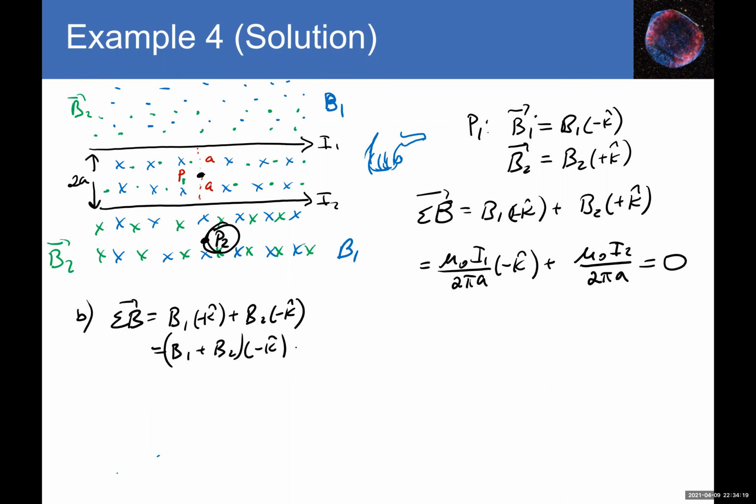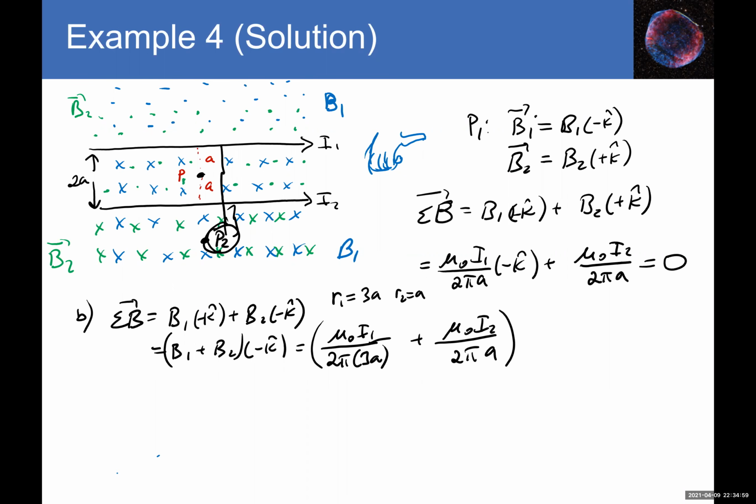We can factor out. Now what I have here is B1, the magnetic field due to wire 1, which is mu naught I1 over 2 pi times the distance. And the distance will be, in this case, 3a, because it's 1a, 2a, and 3a. That's the distance from wire 1. Then plus mu naught I2 over 2 pi, then the distance here, which is just a. You can think of it as R1 and R2. In this case, for part B, R1 equals 3A, R2 equals just A.